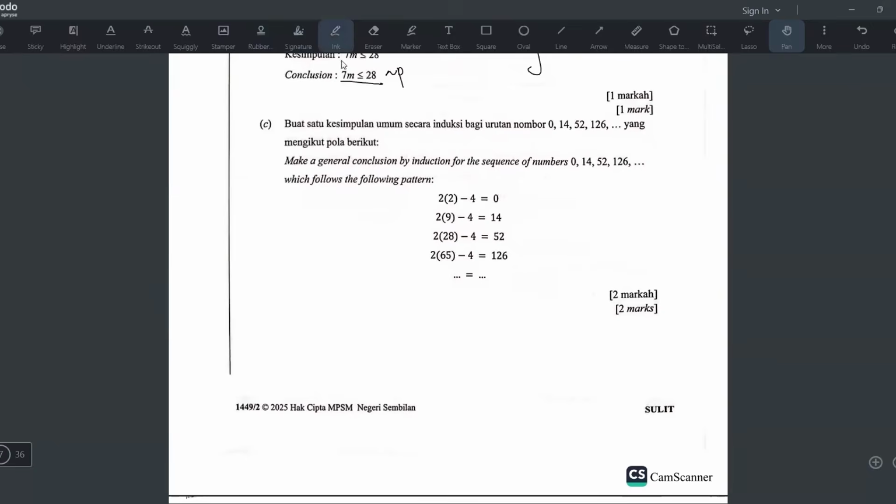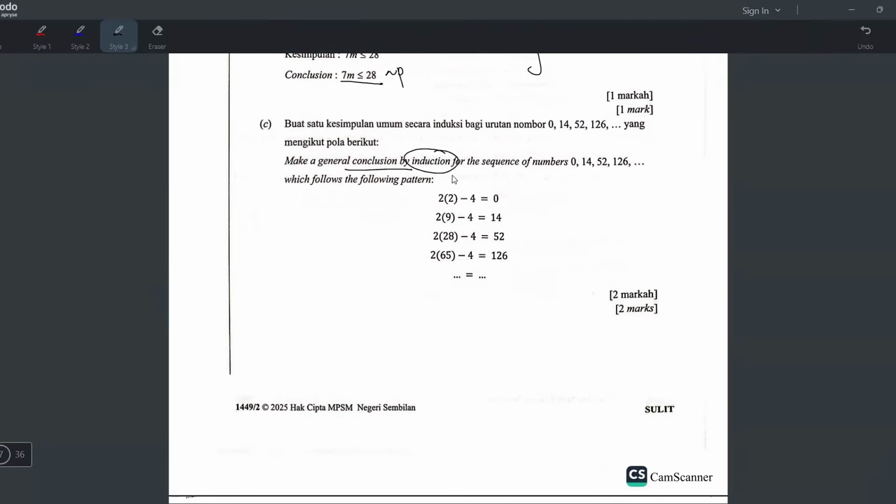Let's go to C. Make a conclusion. Okay, I know already. This one is definitely inductive. Yeah, inductive argument. So induction dia macam mana? Dia akan bagi yang spesifik dulu, and then suruh awak tulis yang general. Or write down the formula lah, basically. So make a conclusion by induction for these numbers, which follows the following pattern.